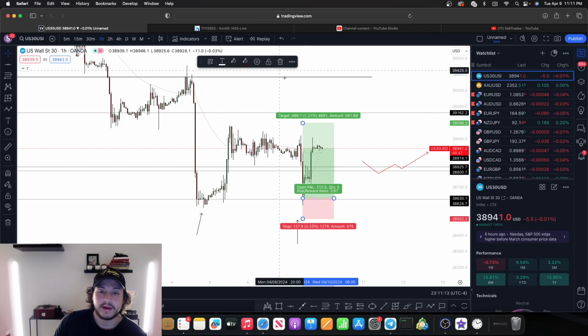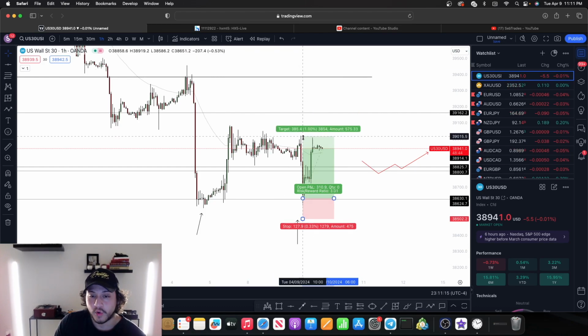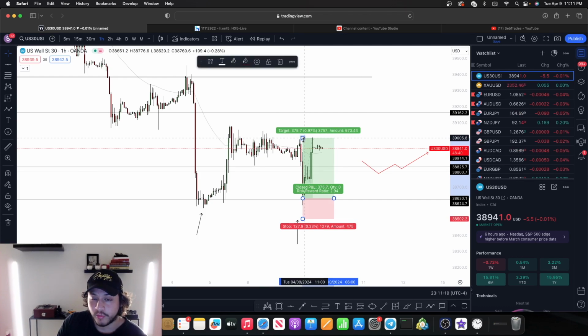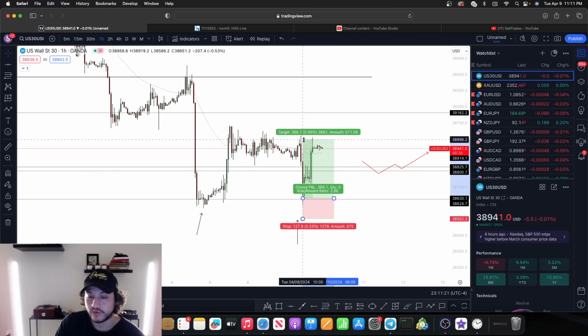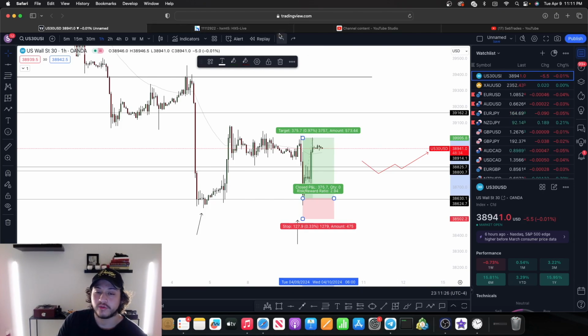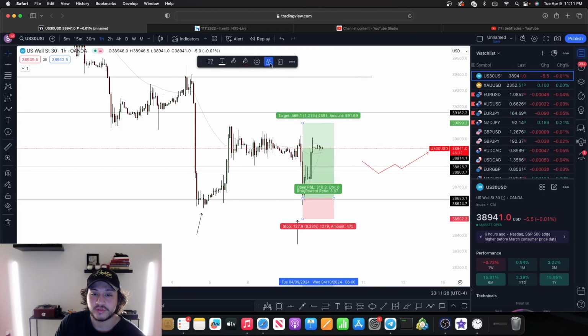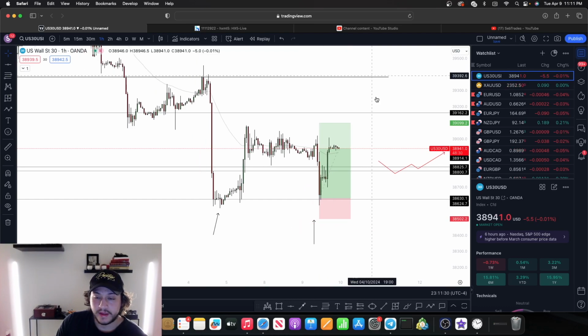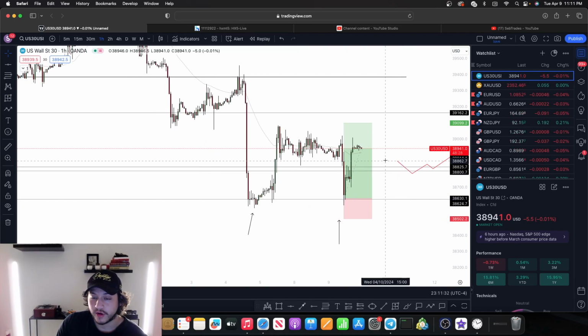I ended up making back my loss, plus we're back in profit over 1%. It almost hit a 1 to 3 risk to reward with this one. This is currently running over 1 to 2.8, and we also secured over 360 points, which is dope. Now the price is above the 3800, and I'm just going to be waiting for the pullback into there to then continue the trend.